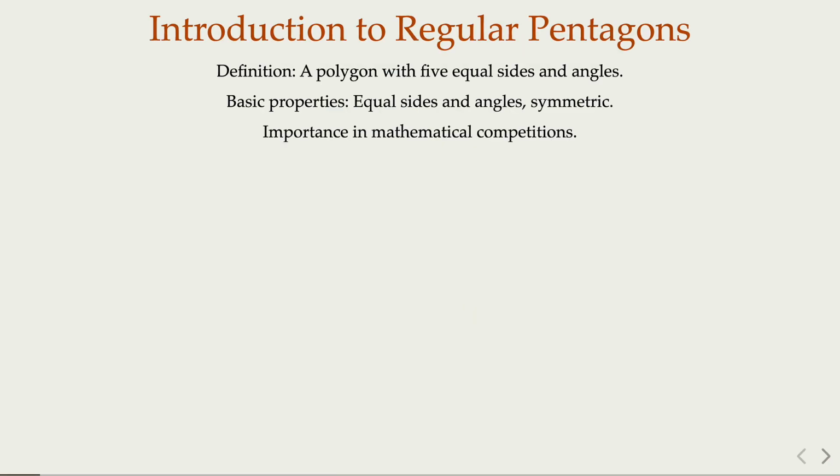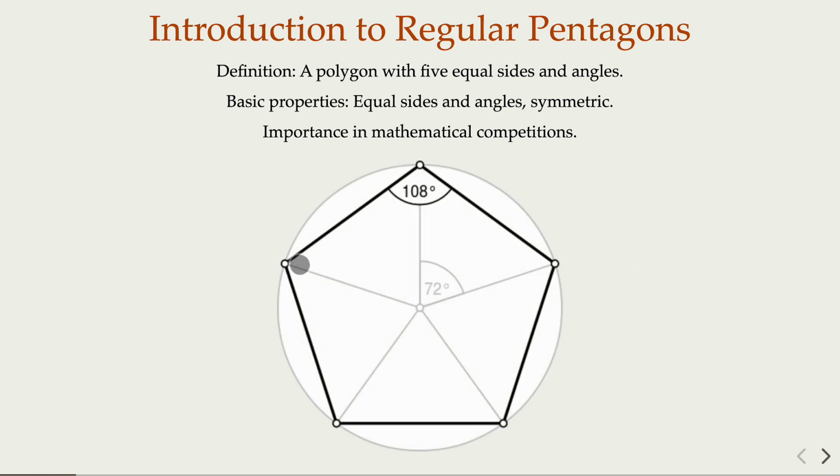So by definition, it's a polygon with 5 equal sides and angles. And there's basic property, for example, what is the side length, what is the angle, and the symmetric nature of it. And it's really important in mathematical computation. So here is a regular pentagon, and that's a circle associated with it. Sometimes you need to figure out the relation between the side and the circle radius, and the side and area of pentagon, and the special angles here, right? So we're going to cover a few.